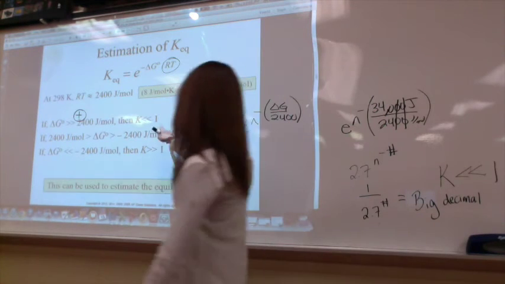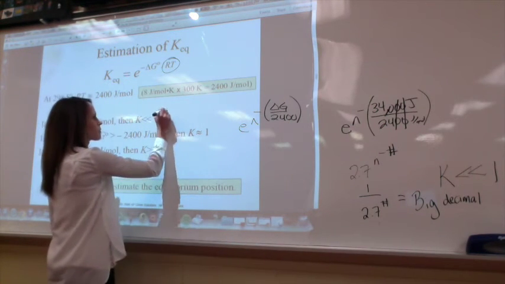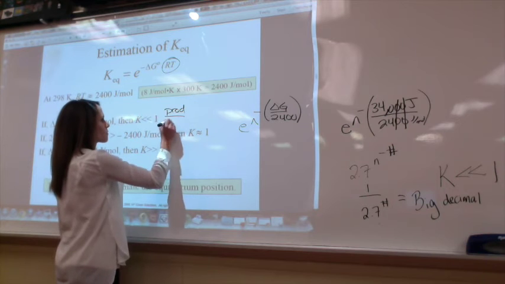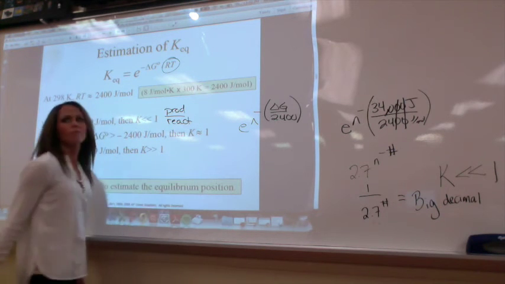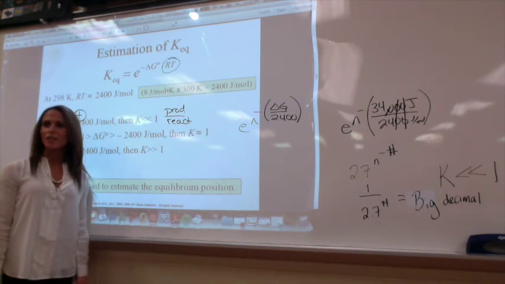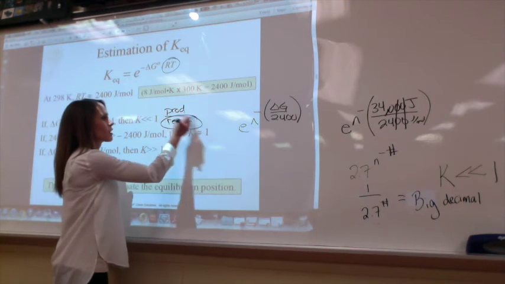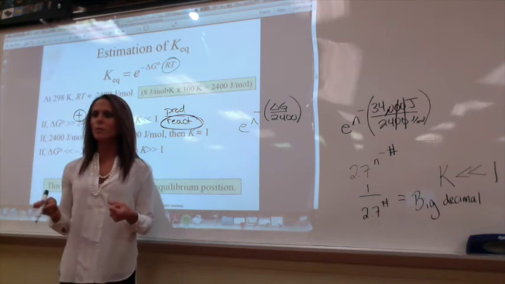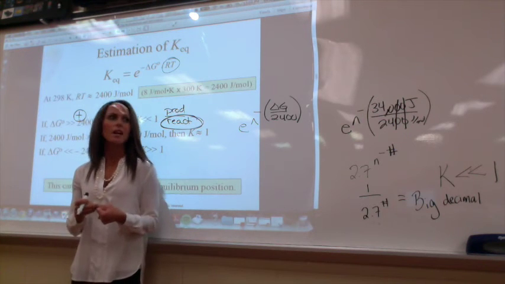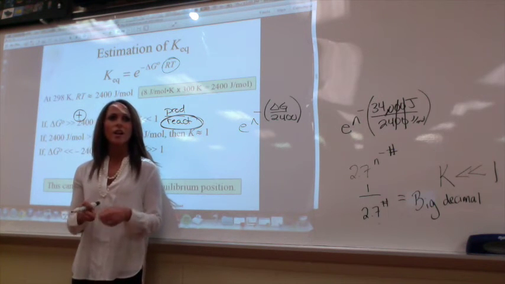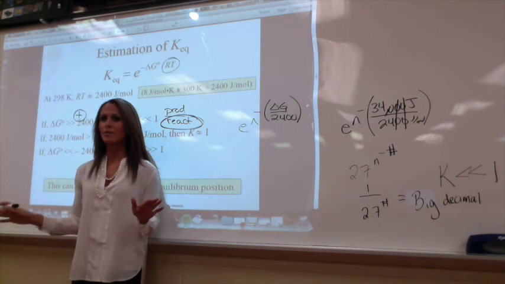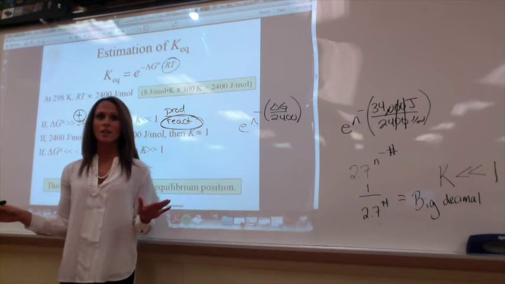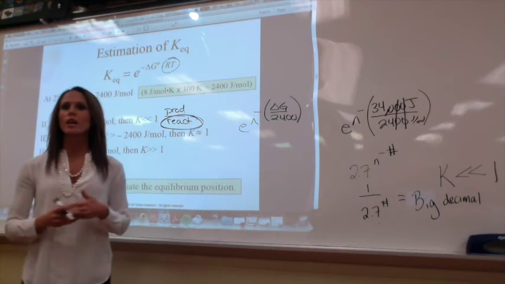What does much, much less than 1 mean? Your reaction is bigger than your... Do you get this? But wait, we don't have an answer. We don't need an answer. You will calculate it with a calculator at some point. But what the question's going to ask you is if you're product favored or reactant favored. That's what the question will say. So is this product favored or reactant favored?